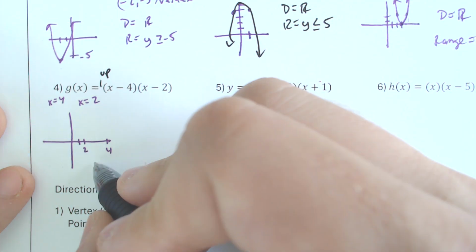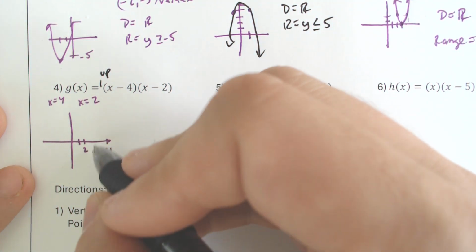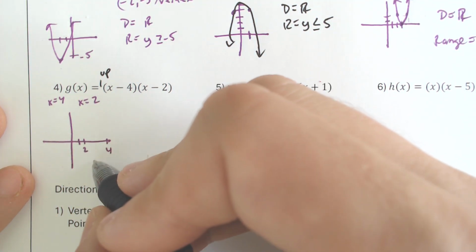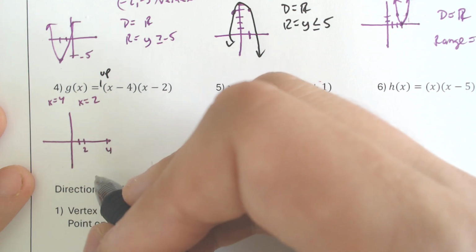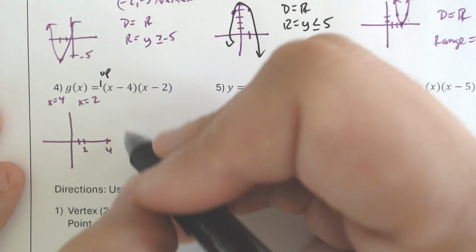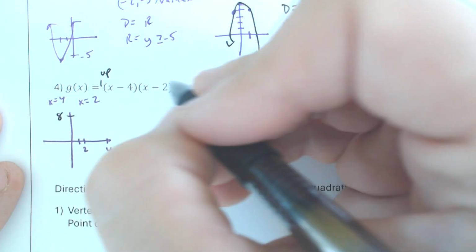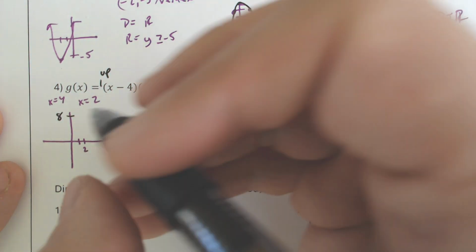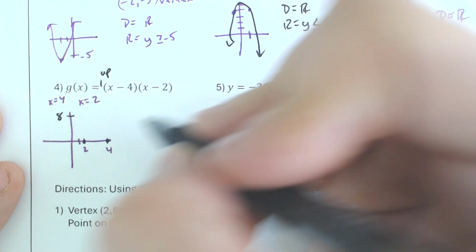Now it will be facing up, but I don't know where I should put my dot here. Should it be way down here? Should it be way up here? I don't know where I should put my vertex to make it face up. Okay, I do know that my y-intercept is +8. If I multiply 2 times 4 is +8, but that's still not enough to figure out my vertex.